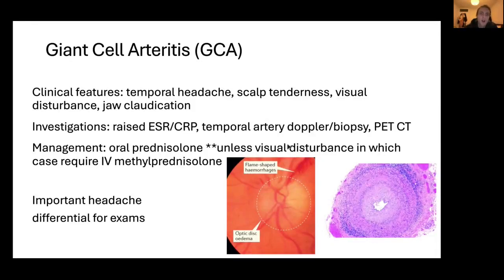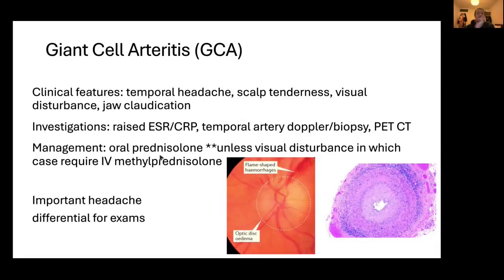And we can see the photo of the retina. So that's your classic optic disc edema, cupping, and you can see some flame-shaped hemorrhages coming off this superior arcade up here. Now, management of GCA is always steroids. Essentially, if you suspect it, you start steroids empirically before you get the investigations back, and that would be oral prednisolone, or if there's any visual disturbance, it's an indication for IV steroids, so IV methylprednisolone.